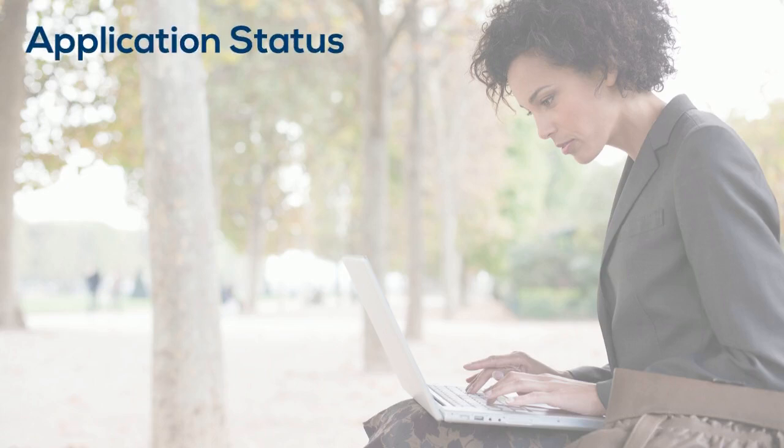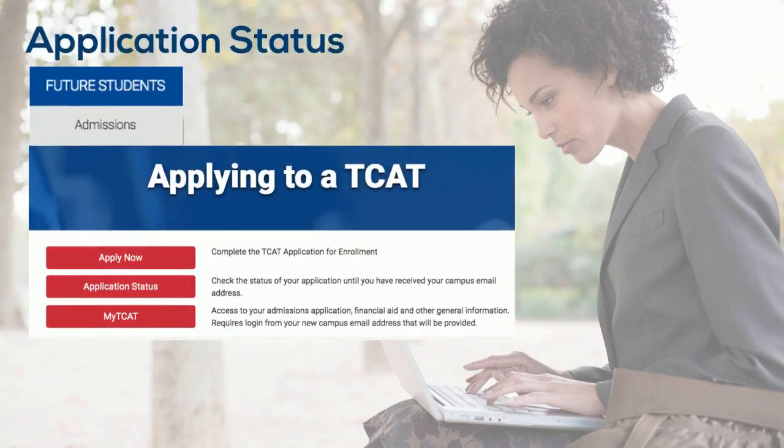To check the status of your application, visit the Future Students Admissions page of the TCAT where you enrolled. On that page, under Applying to a TCAT, select Application Status.